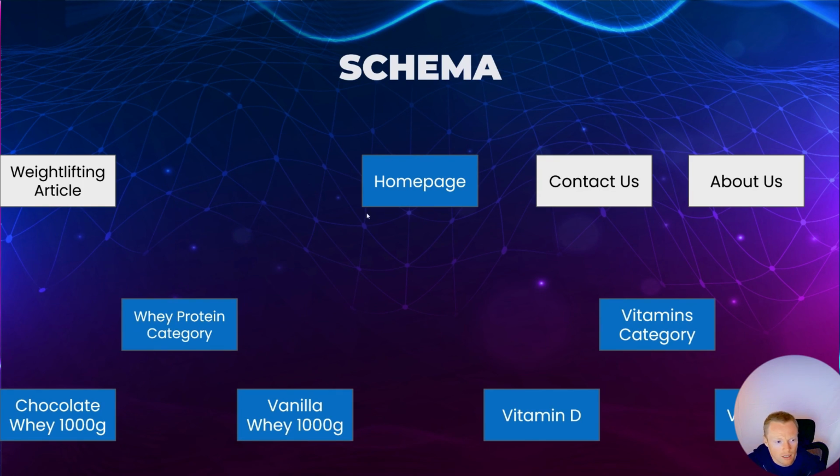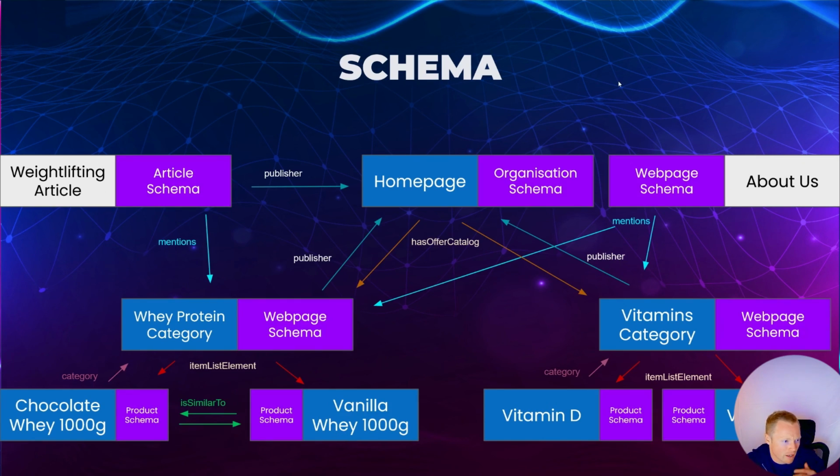Let's say we had an online store, didn't do mountain bikes this time, but it's like a protein and supplement store. Got a homepage, whey protein category, a vitamins category, and then a couple of products nested in each of those categories. And these white pages are other pages about us, contact us. And then let's say this was a guide on weightlifting that was on our blog section. Here's how we might mark it up with schema.